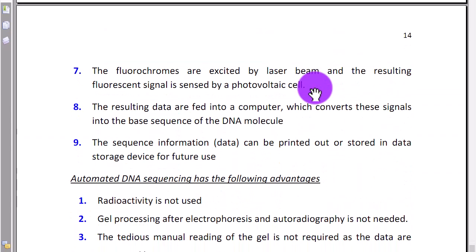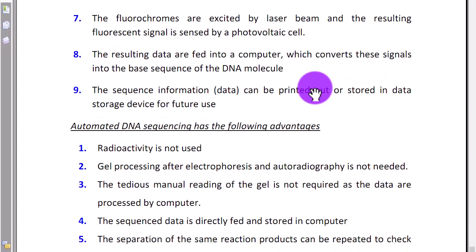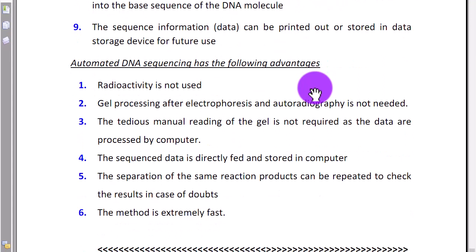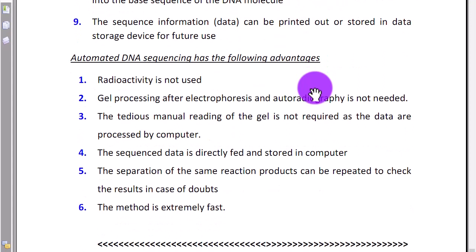The fluorochromes are excited by a laser beam, and the resulting fluorescent signal is sensed by a photovoltaic cell. The resulting data are fed into a computer, which converts this signal into the base sequence of the DNA molecule. The sequence information can be printed out or stored in a data storage device for future use.